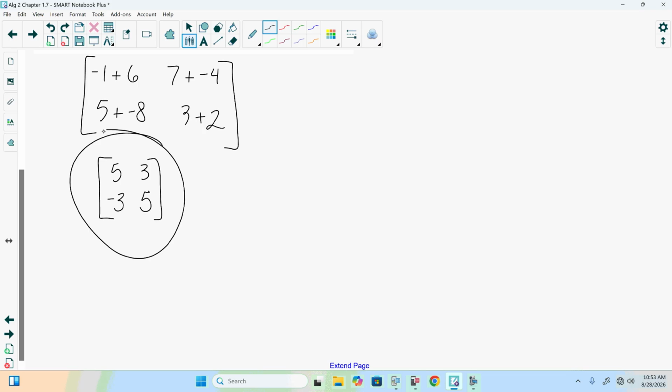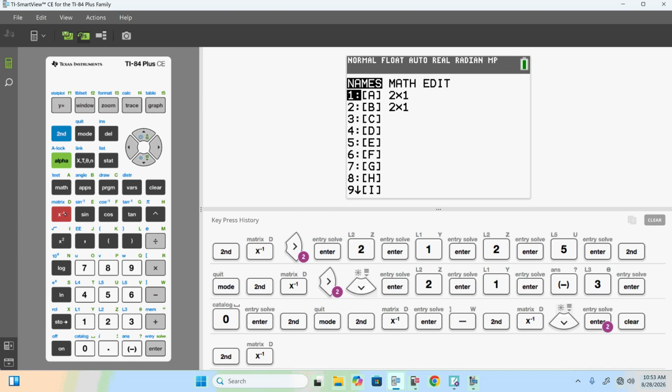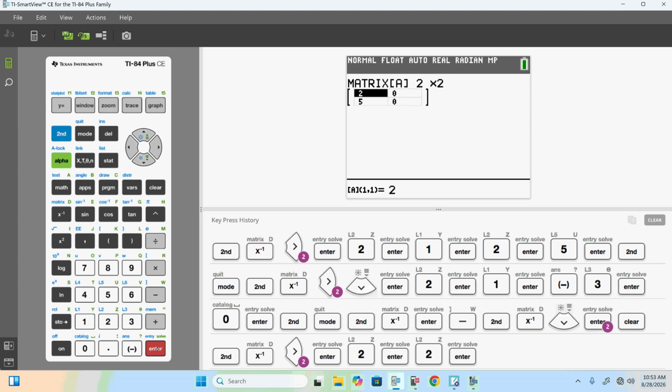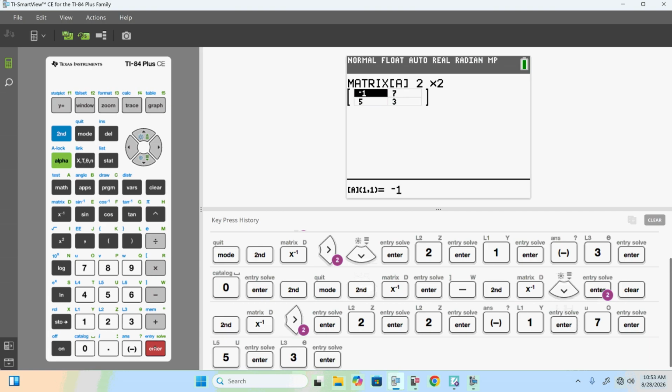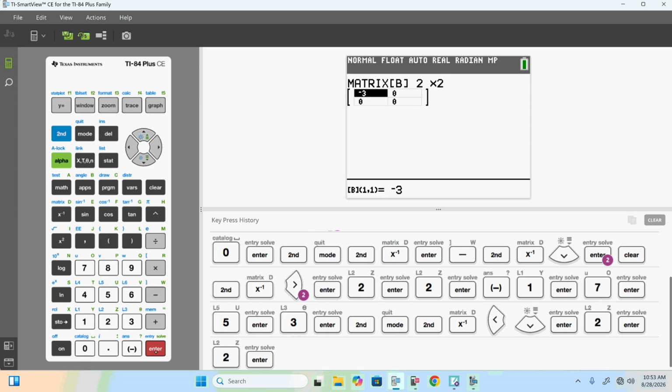Now, if we really wanted to, we could plug this into the graphing calculator. To do that, we'd have to go second matrix, over to edit, and we would put the first one in. It is a 2 by 2, so we'd say -1, 7, 5, 3. Second quit, second matrix. Over to edit, we'd go down to B, which is also a 2 by 2.